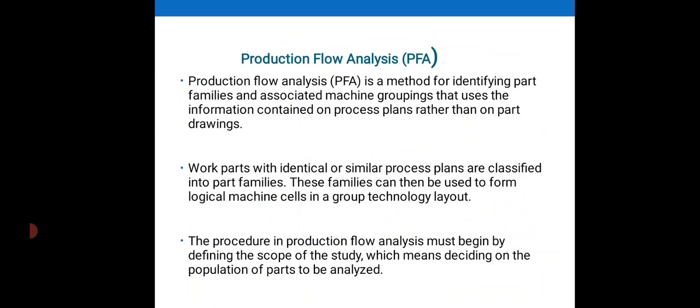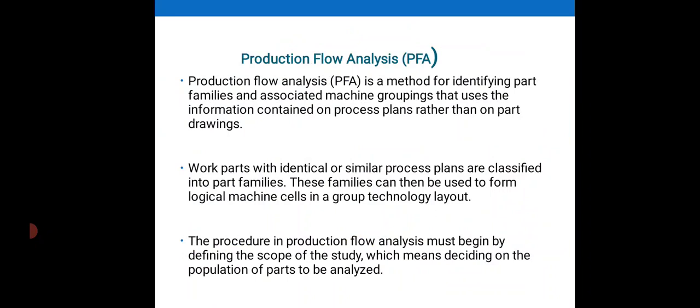Production flow analysis is a method for identifying part families and associated machine groups that uses the information contained on process plans rather than on part drawings. Work parts with identical or similar process plans are classified into part families. These families can then be used to form logical machine cells in a group technology layout.